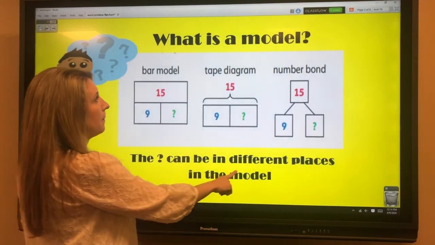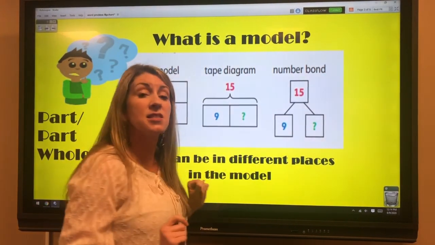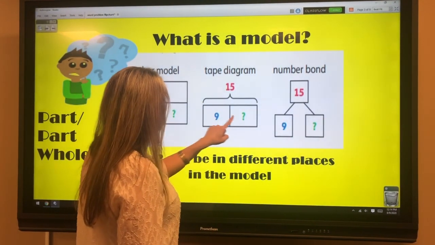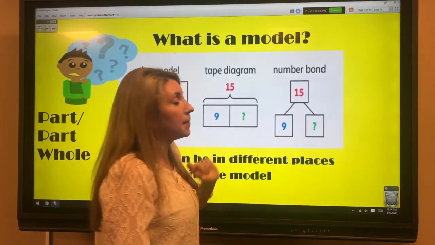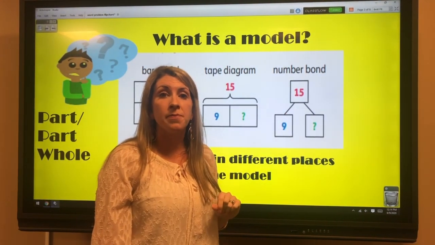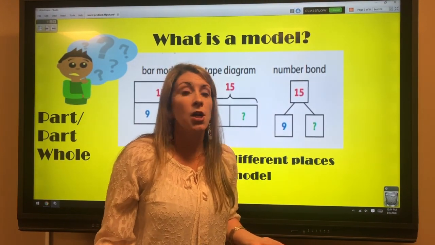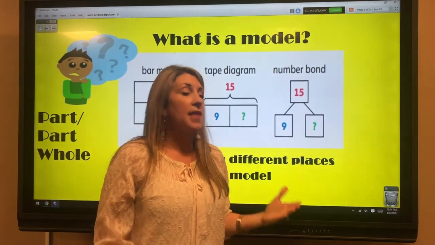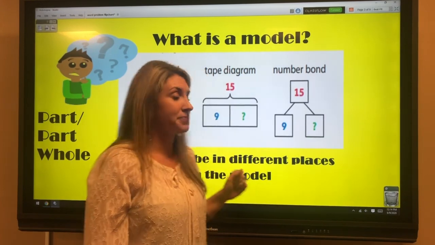When you have a model, the question mark can be in different places in the model. The question mark can be in either one of the parts, or it can be in the whole. The question is simply, what are you solving for? So depending on if you're adding or subtracting, that question mark would be in a different place in your model.